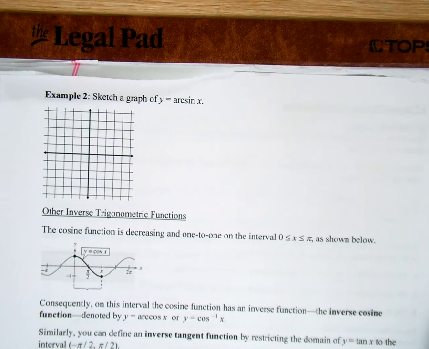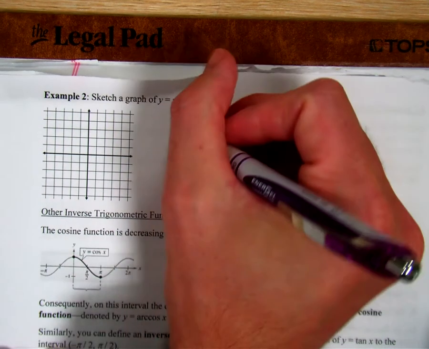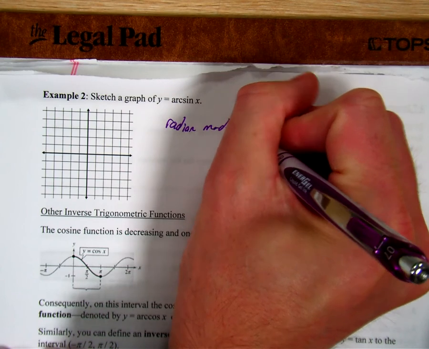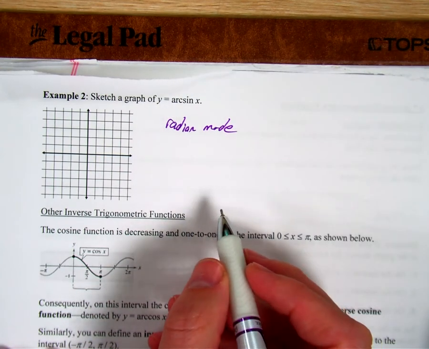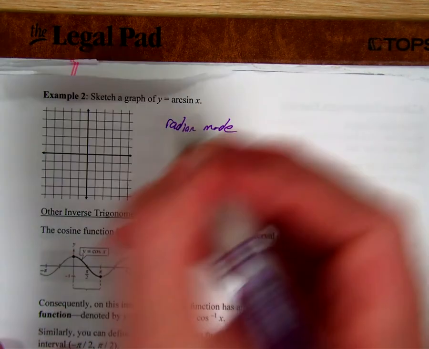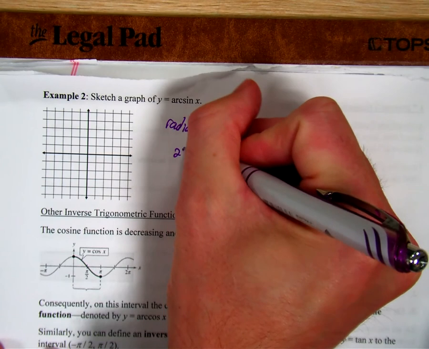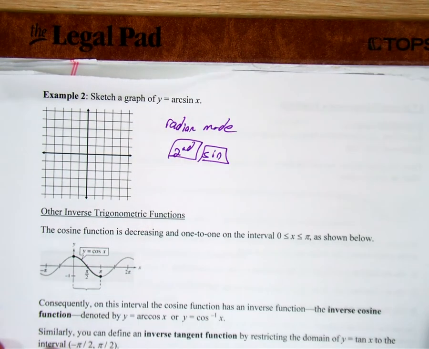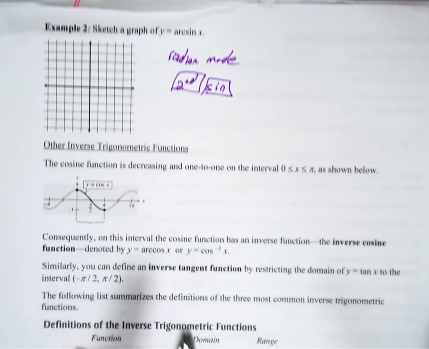Alright, sketch a graph of arc sine. I'm not going to do that. If you wanted to, use your graphing calculator. You need to make sure you're in radian mode, and use second sine to graph that.